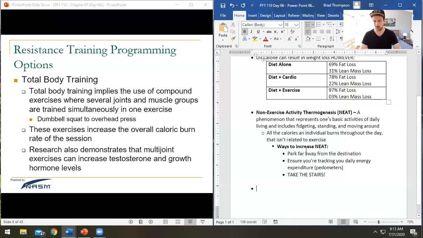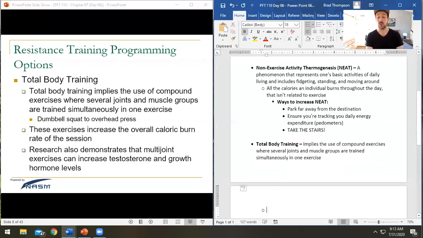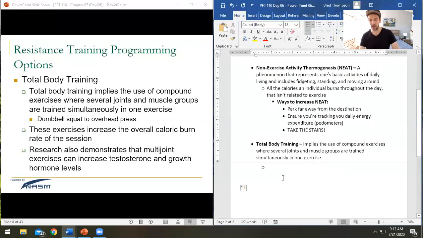So we love total body training. This is one of our best tools in our toolkit. Total body training implies the use of compound exercises where several joints and muscle groups are trained simultaneously in one exercise. We've got a couple really fun examples here.